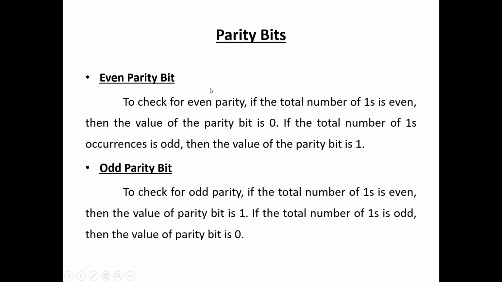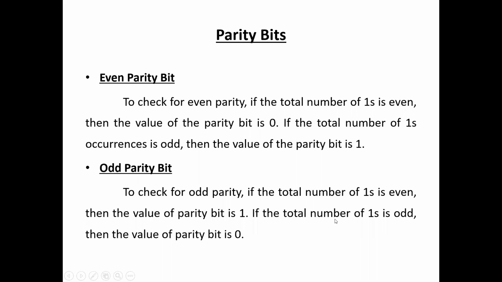If you take even parity, if the total number of ones is even, then the value of the parity bit is 0. If the total number of ones is odd, then the value of the parity bit is 1. If we take odd parity, if the total number of ones is even, then the value of the parity bit is 1.